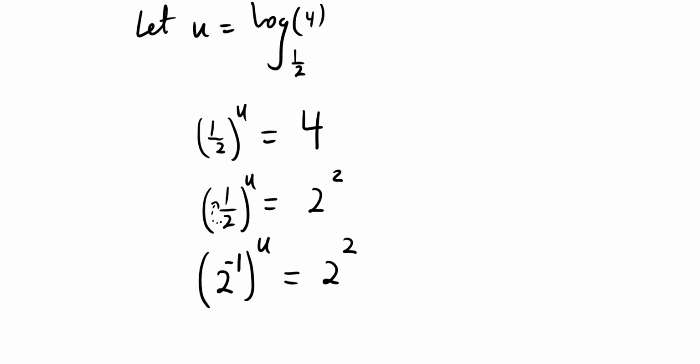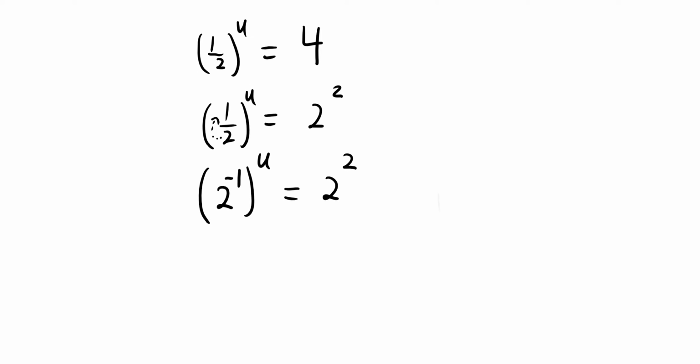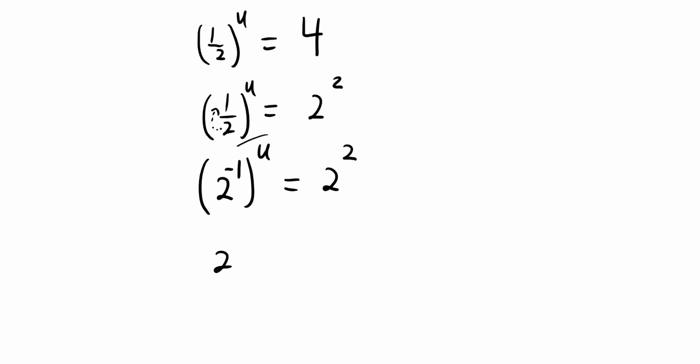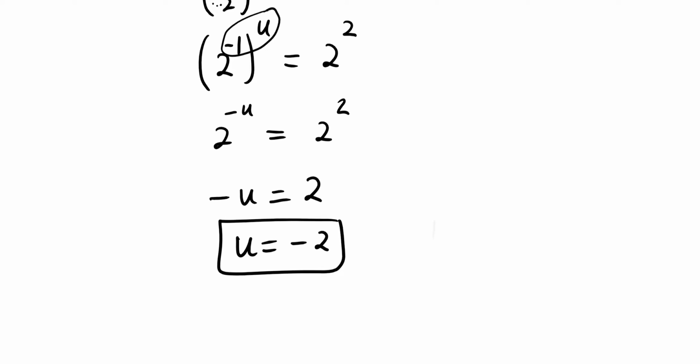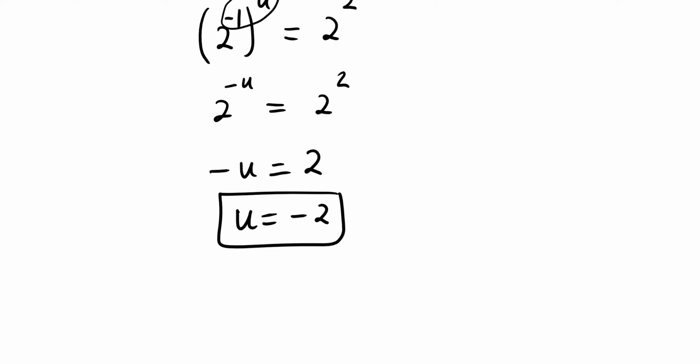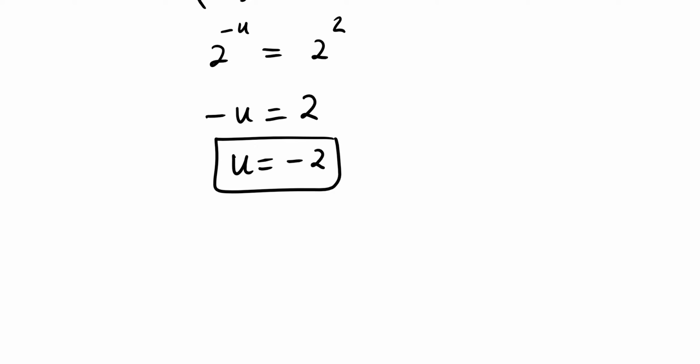Keep the right hand side the same. Then multiply these using the properties of exponents and keep the right hand side the same. Now the bases are the same, so you set the exponents equal to each other. So then u equals -2. That's just practice, so you memorize the definition. Be familiar with the definition of logs.